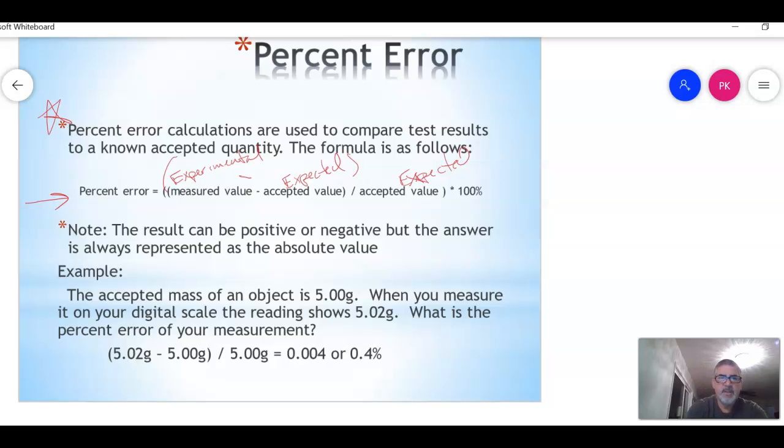So if the accepted mass of an object is 5 grams, and you measure 5.02 on your digital scale, but I expected 5 grams, I get 0.004 or 0.4%. That's just percent error. Okay, so that's a quick and dirty explanation of significant digits. You can do your work, and I will talk to you soon.